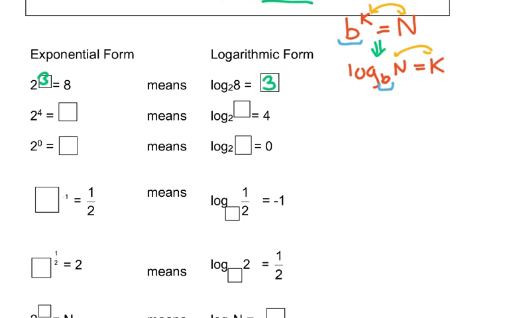All right. 2 to the fourth equals blank. 2 to what power equals blank? Well, here, 2 to the fourth equals 16. So log base 2 of 16 equals 4. Two to the 0 equals 1. So log base 2 of 1 equals 0.